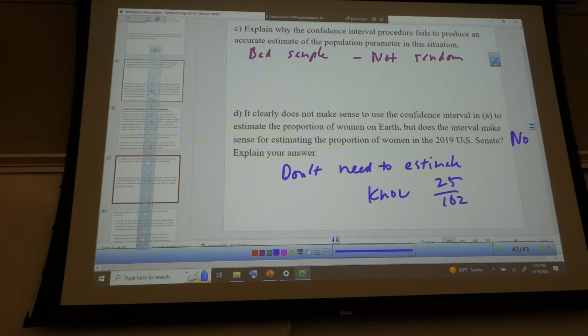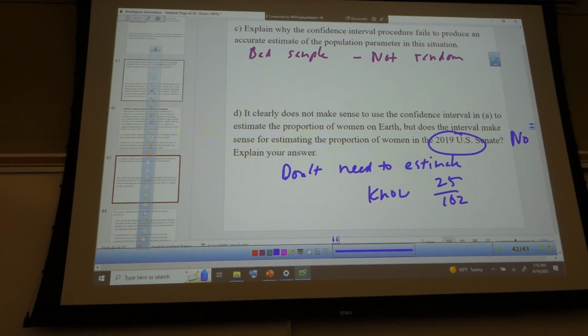Does that make sense? This is the 2019 Senate. It's its own thing. You can't use it to estimate. Why would you estimate yourself, right? I don't need to estimate. If I wanted to estimate how many women are in this classroom right now, I wouldn't need to estimate that. I could just count them. You know what I'm saying?